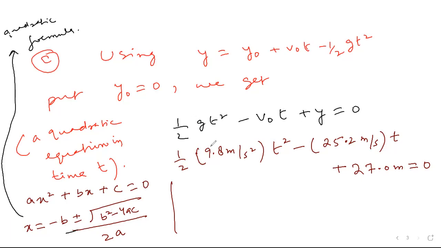So this is the same equation. You can see here half g is a, right? Minus v naught is our b, and plus y is our c. You can see ax square, here you have half g, t square, because t is the variable, so half g is a. Here minus v naught is b and y is c.